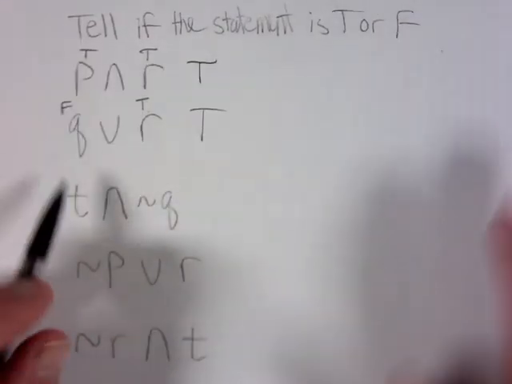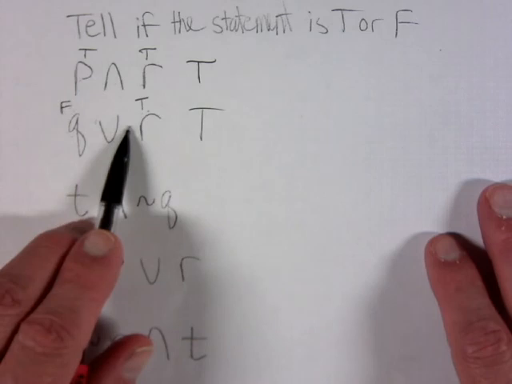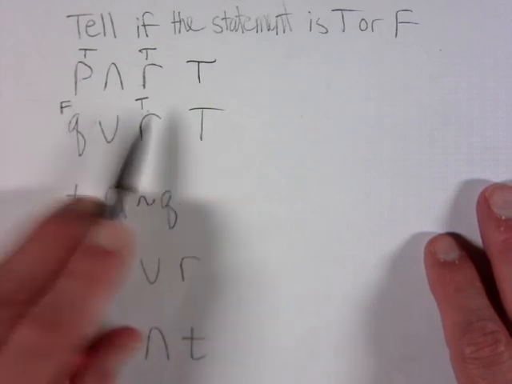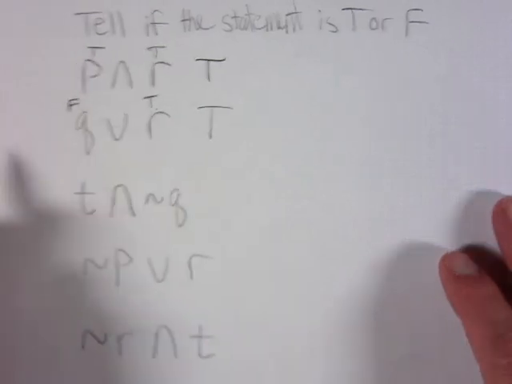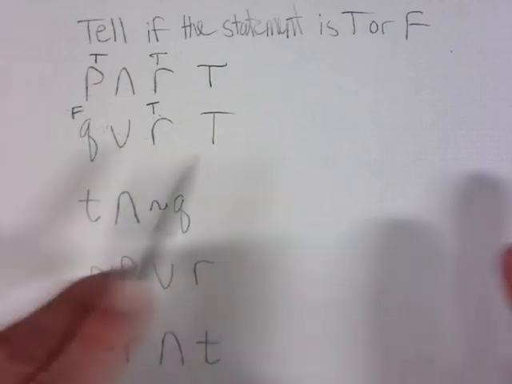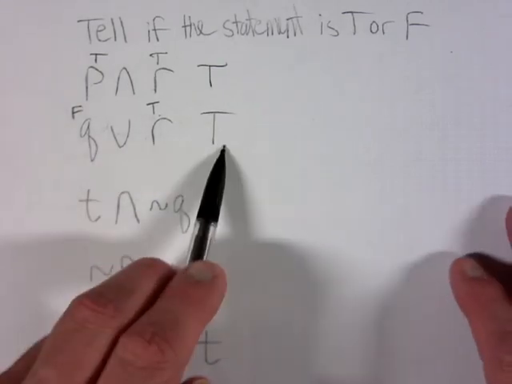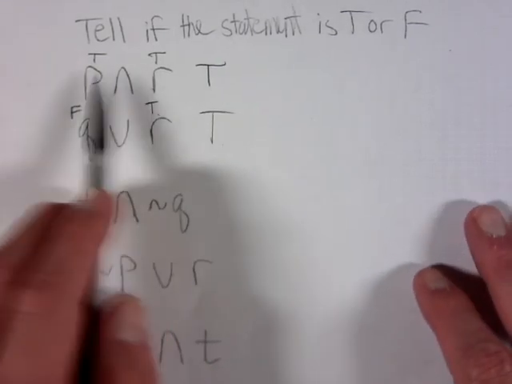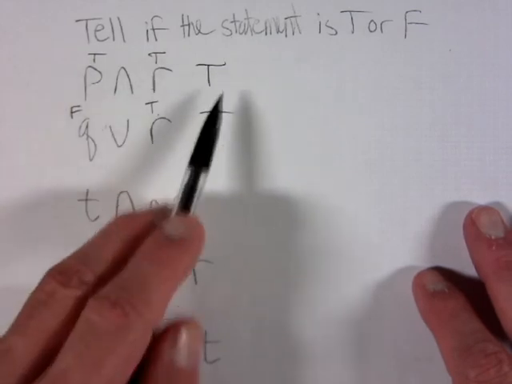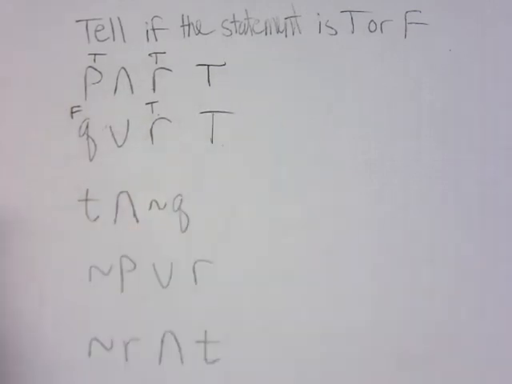So remember, the only way an or statement can be false is if both parts are false. If any part of it is true, the whole thing is true. If any part of an and statement is false, the whole thing is false. So keep that in mind as you're working through these.